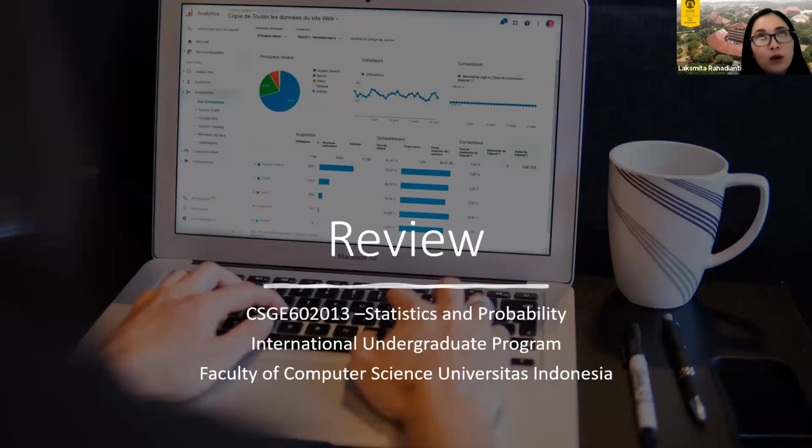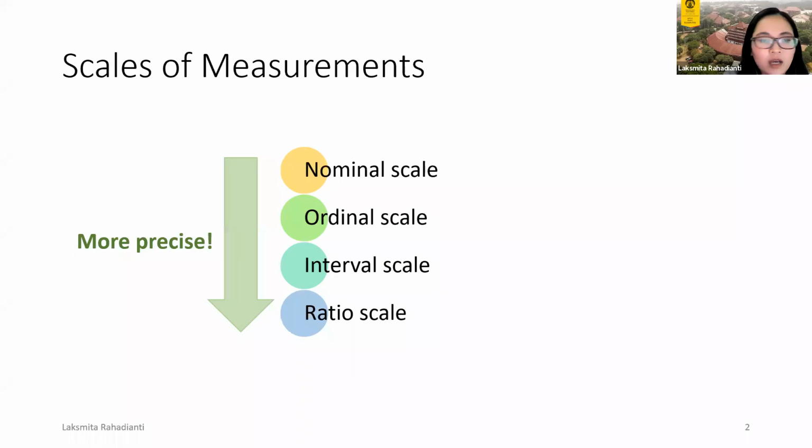Last 2 weeks, we talked about descriptive statistics. Well, we started out with introduction to statistics, and then we moved on to descriptive statistics. So as a brief review, I would like to go over some important points that I believe are crucial for us to continue on with this course. So the first thing is the scales of measurements.